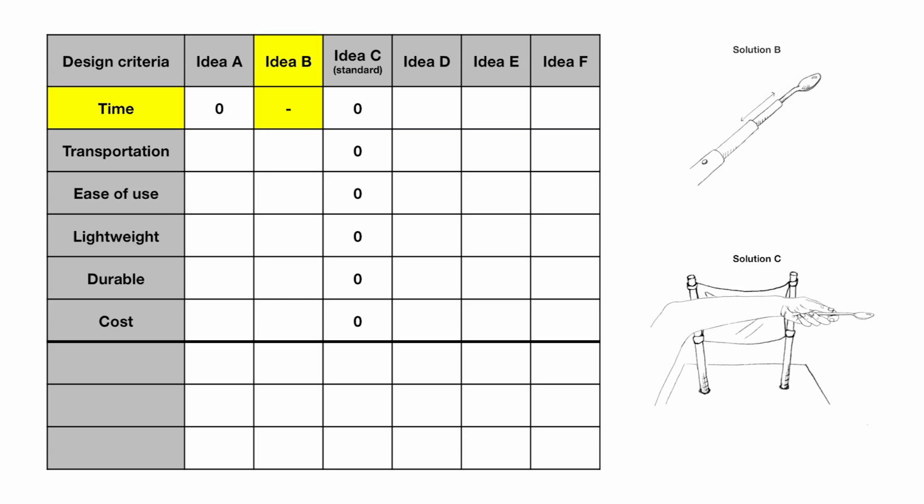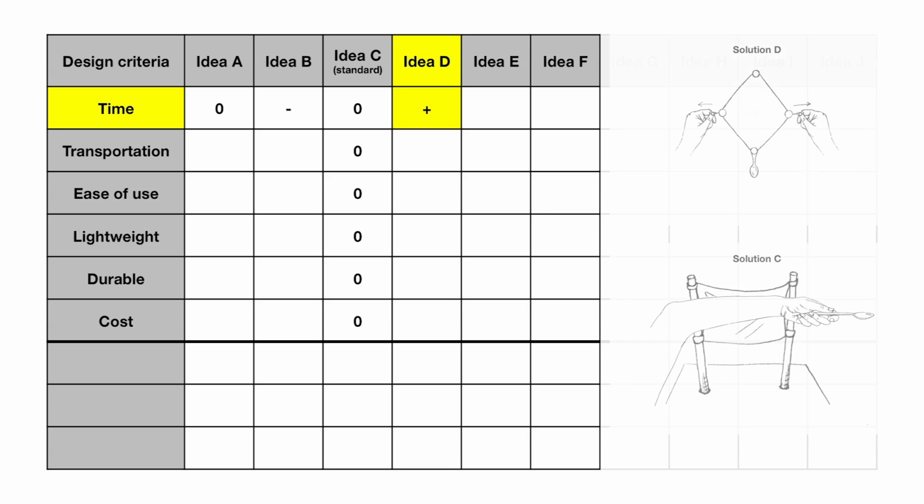Continuing, we'll ask the question, how does solution D compare with solution C? With solution D, we expect one motion to get the food from the plate to the mouth. Thus, we predict it will take less time than solution C, our standard. For this reason, we'll give solution D a plus in time.